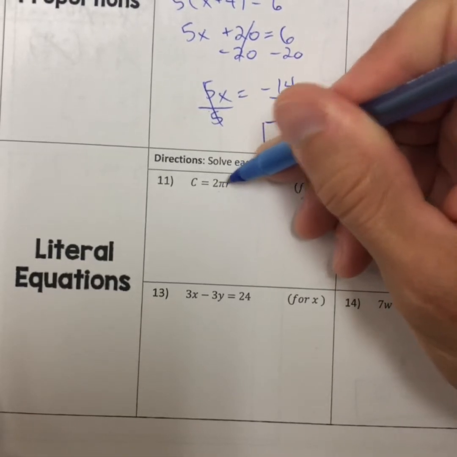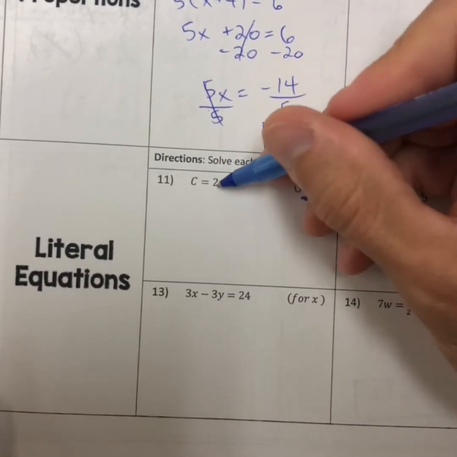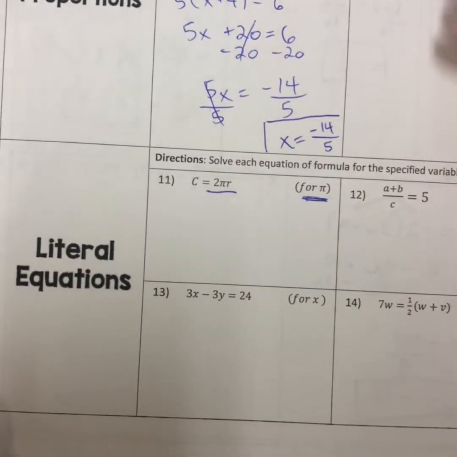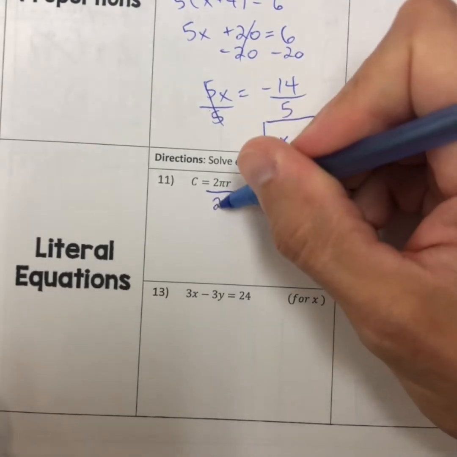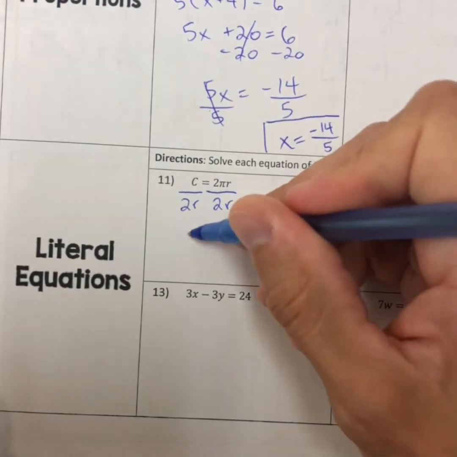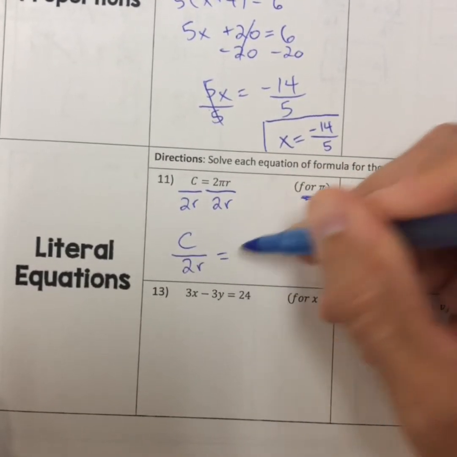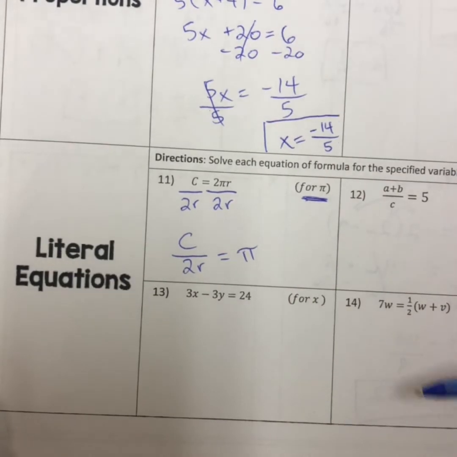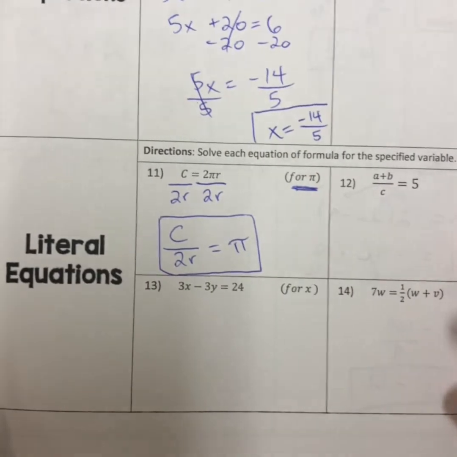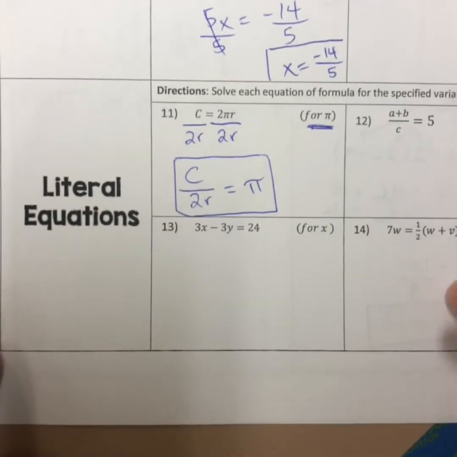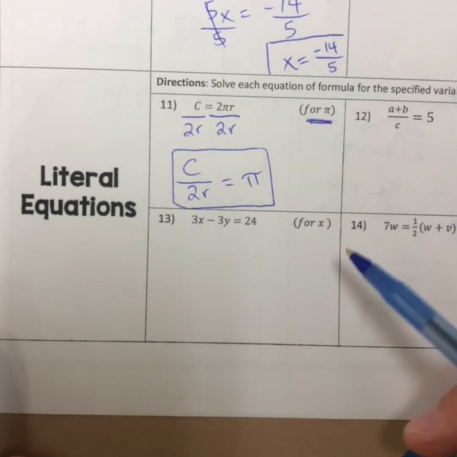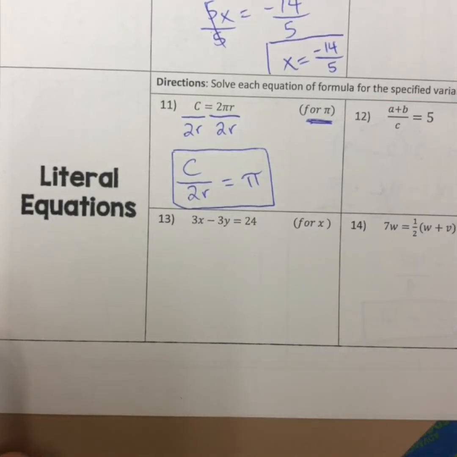Well, I notice there's no addition or subtraction signs next to it, so I know they must all be connected with multiplication. So I'm going to just divide all in one step by 2r. If I divide both sides by 2r, I'll actually be done. We'll get c over 2r equals pi. And that's it, final answer. So you follow your same solving equation steps, but now you have multiple variables involved. So try that with number 12, solving that for b, and then try that with 13 and 14 as well.